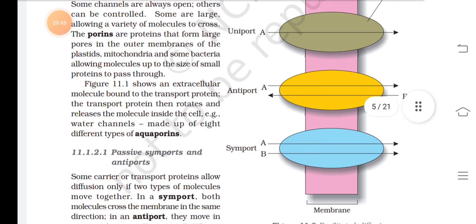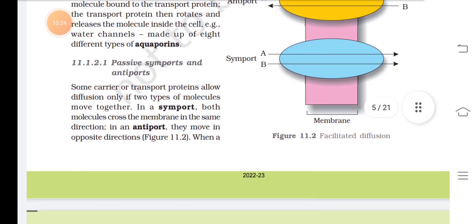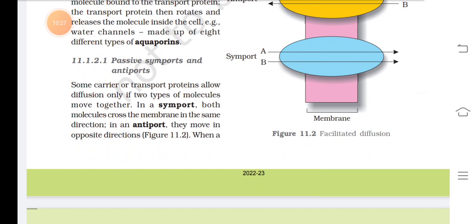The porins are proteins that form large pores in the outer membrane of the plastids, mitochondria, and some bacteria, allowing molecules up to the size of a small protein to pass through. Figure 11.1 shows an extracellular molecule bound to the transport protein. The transport protein then rotates and releases the molecule inside the cell. Example: water channels made up of eight different types of aquaporins.